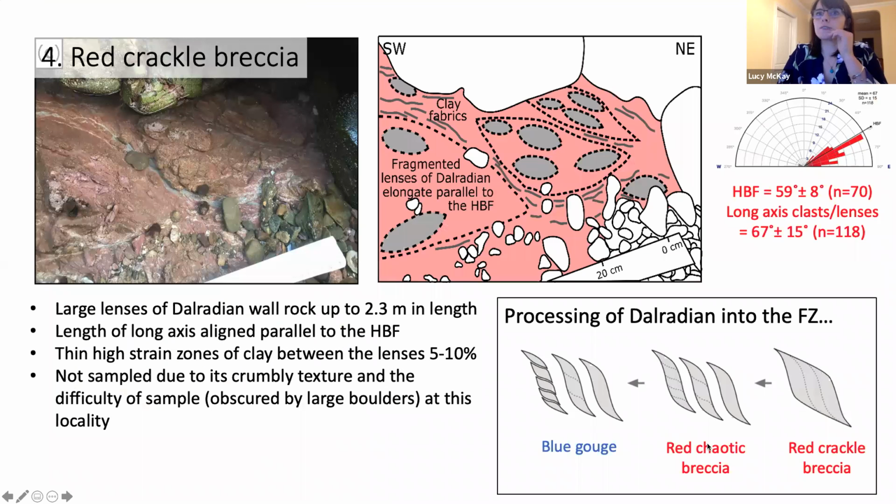And the last of the fault core units is this red crackle breccia, which has large elongate lenses of Dalradian wall rock up to 2.3 meters in length. Though again, the long axes of the clasts are aligned parallel to the Highland Boundary Fault, and thin high strain zones of clay are found between the lenses, as you can see in the field photograph. Unfortunately, this unit was too difficult to sample, so I don't have any thin section images from this unit.